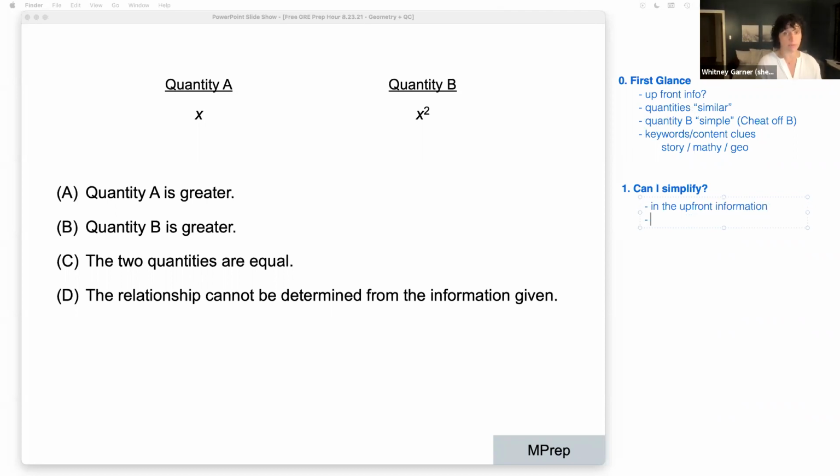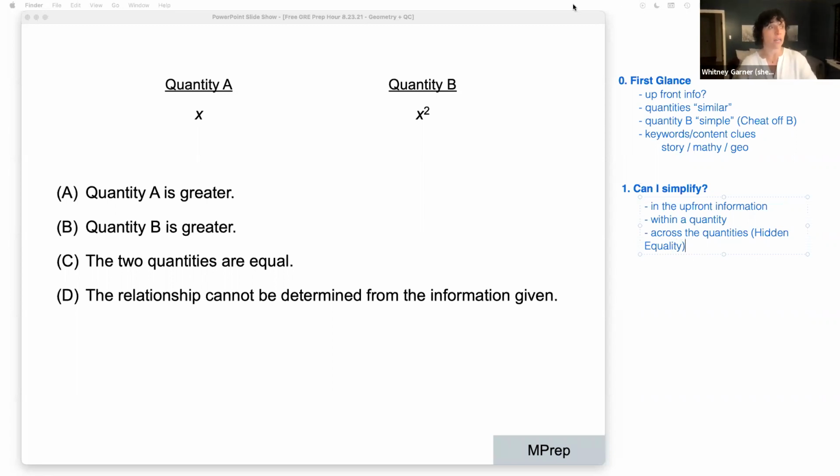We can also simplify within a quantity. So I may be asked to find the area. Quantity A is the area. So I simplify by figuring out what the heck the area is. I can also, from time to time, simplify across the quantities. And this is a technique called the hidden inequality.